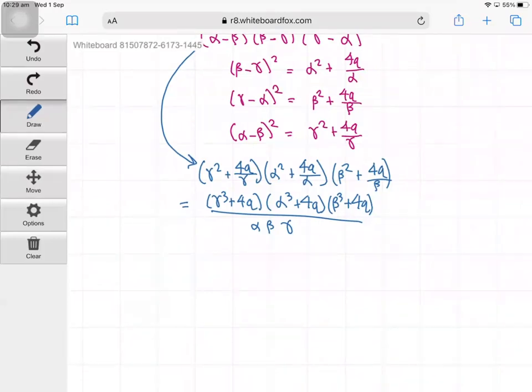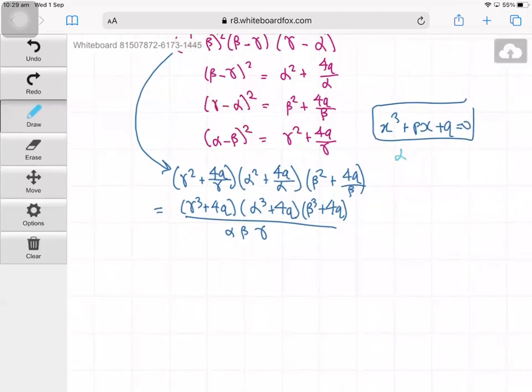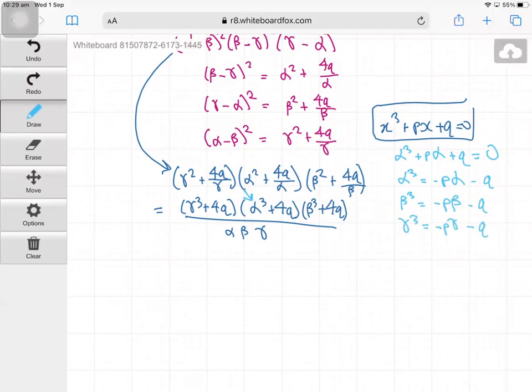Okay, so if I just rewrite the equation, the original polynomial was x cubed plus px plus q equals 0. And since alpha, beta, and gamma are the roots, we have alpha cubed plus p alpha plus q equals 0 by substituting x equals alpha into the equation, which means we have alpha cubed equal to minus p alpha minus q. So this means we can replace alpha cubed with minus p alpha minus q. And similarly, beta cubed is minus p beta minus q, and gamma cubed is minus p gamma minus q.